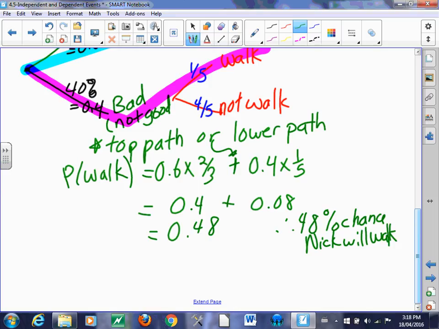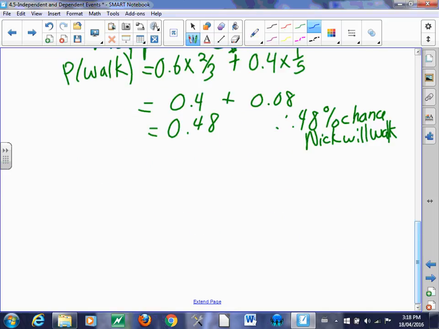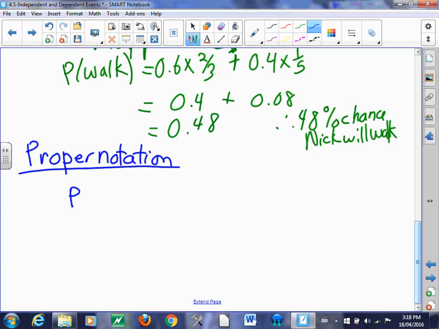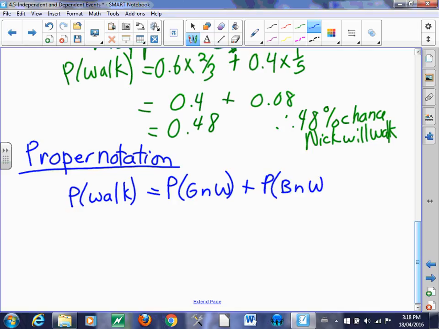Okay? All right. Now, that's just demonstrating the idea. Let's go over proper notation now. Let's use set notation here. So the probability of walking equals the probability of good and walk plus the probability of bad and walk. Okay, all right.